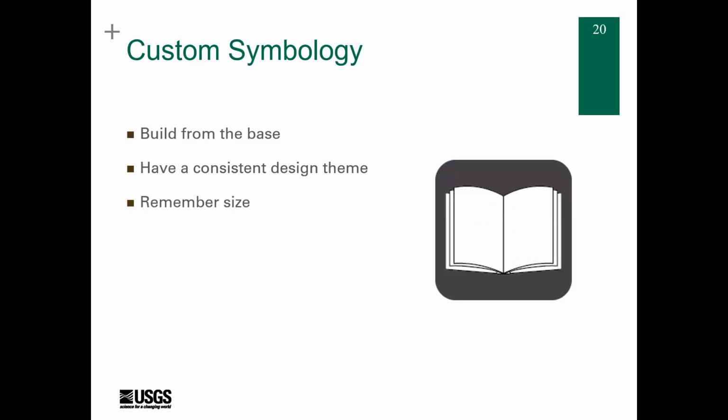Remember, the goal of a symbol is to communicate what the feature is to a viewer. We're trying to associate a cognitive understanding between a feature and the symbol. To do this, symbols do not need to be detailed. Here's a symbol for a library, again, a work in progress, which communicates that well. It looks good at this size.